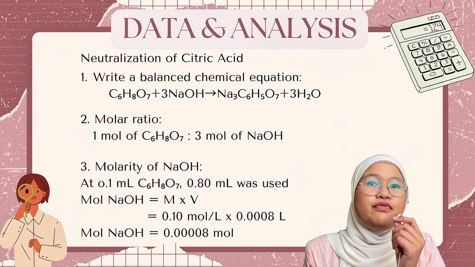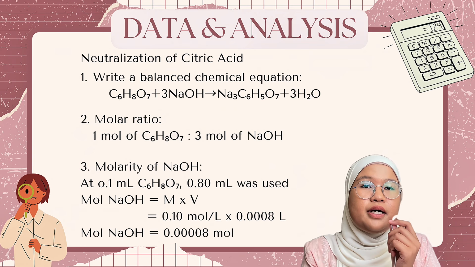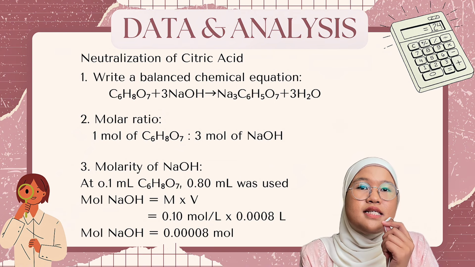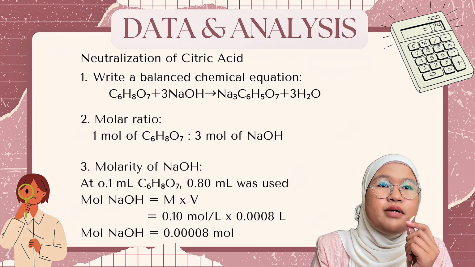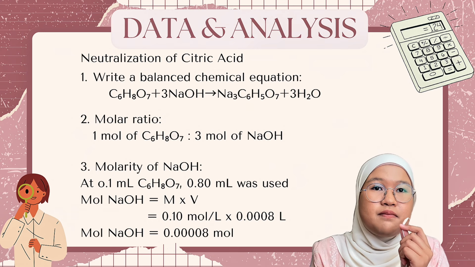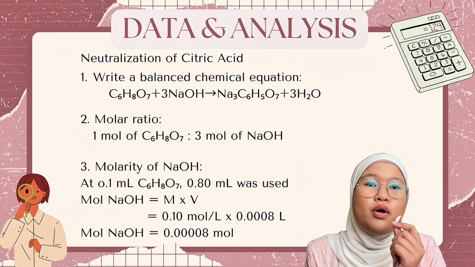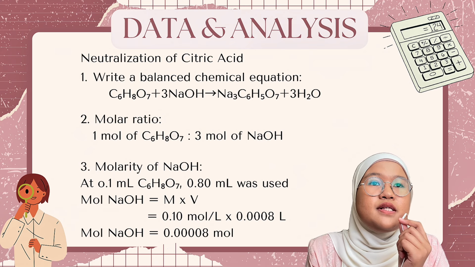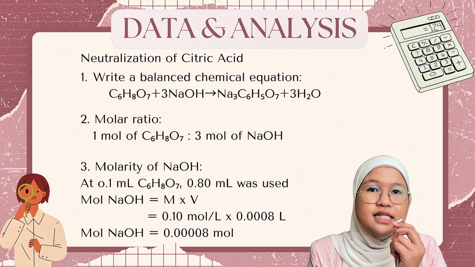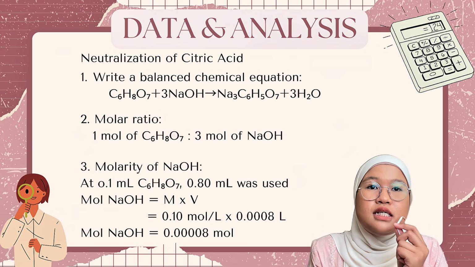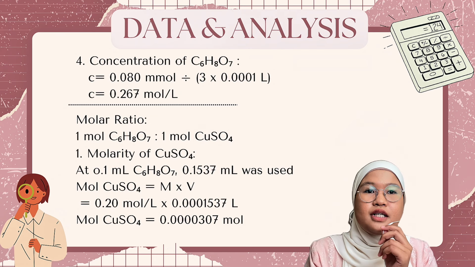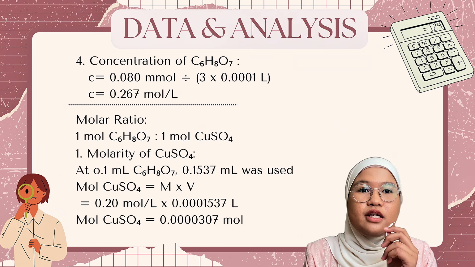And third is to find the molarity of sodium hydroxide by the value given and also the molar ratio that we get. So at 0.1 ml C6H8O7, 0.8 ml was used. So we can find the mole of NaOH first, which is M times V, and 0.1 mole per L we will times with 0.008 liter. We must convert the unit to liter first, and then we will get the mole of NaOH is 0.00008 mole.